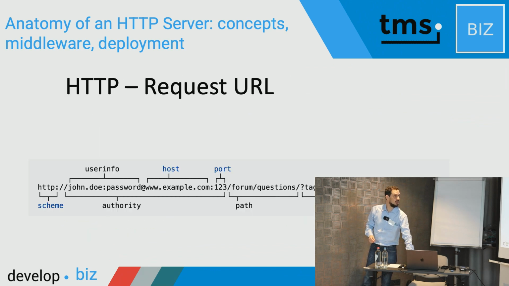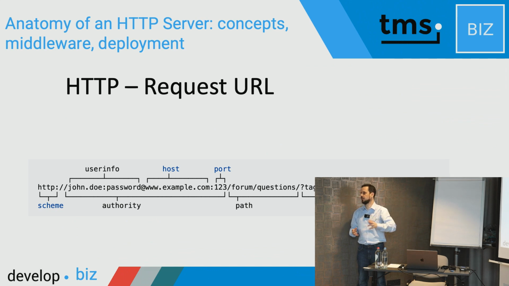So these are more examples. This is the example of the request URL. We are all used to it when we use an internet browser. We have the scheme, HTTP or HTTPS, which is the secure encrypted version of HTTP. We have the domain, which is the host part, the server, the machine we are trying to reach. Okay, this is important later for the deployment.